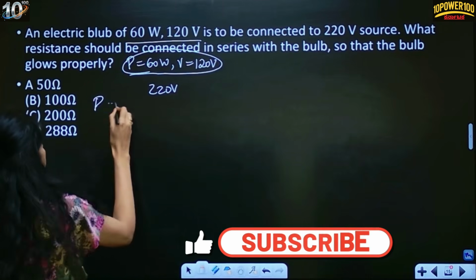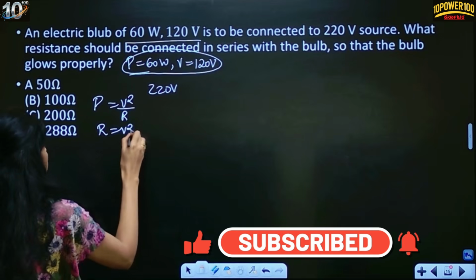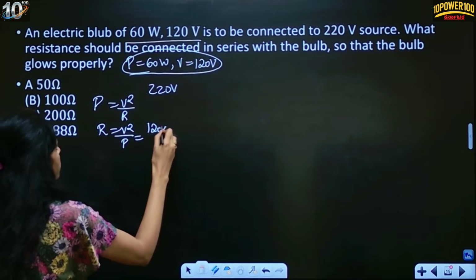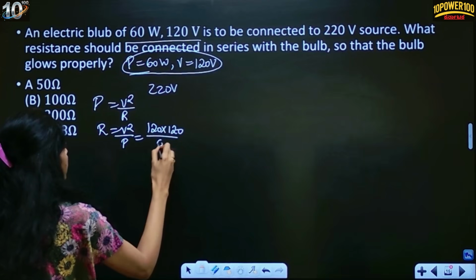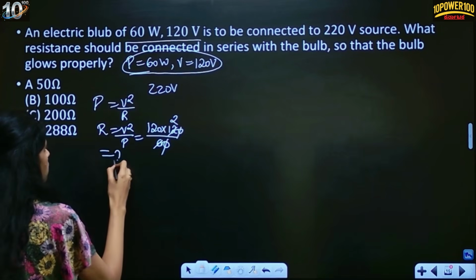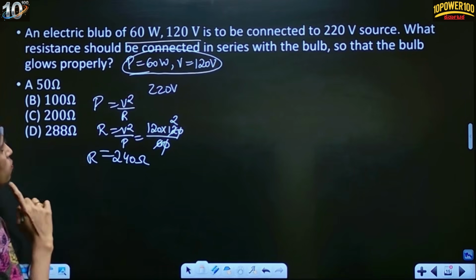Okay, so we have P equals V square by R. Therefore R equals V square by P. So V is 120 into 120 divided by 60, 6 2s are 12. So you will get 240 ohm, right? So you will get resistance as 240 ohm.